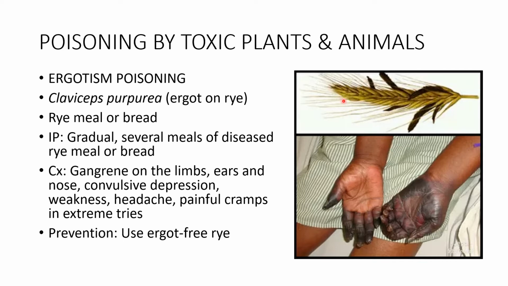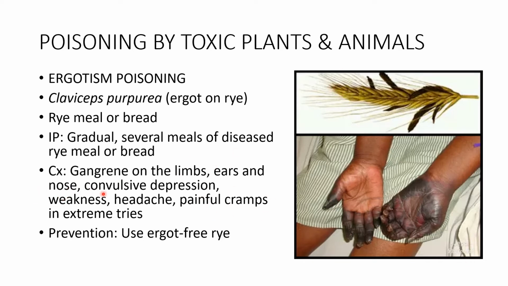These are fungal parasites of rye. So the food that is implicated in ergot poisoning is actually rye meal or bread. The incubation period is gradual, so it takes several meals of the rye or the bread made with it, or that contains it. There is gangrene of the limbs, as shown here.